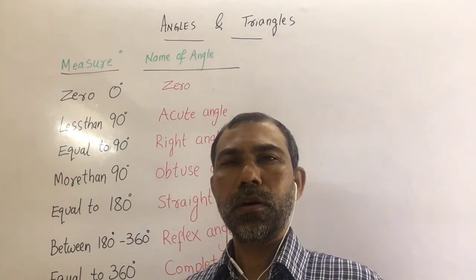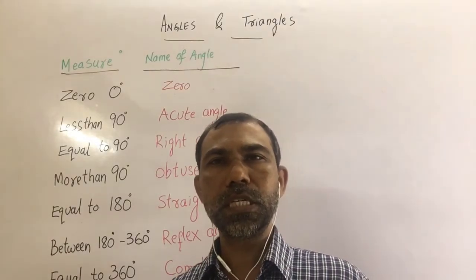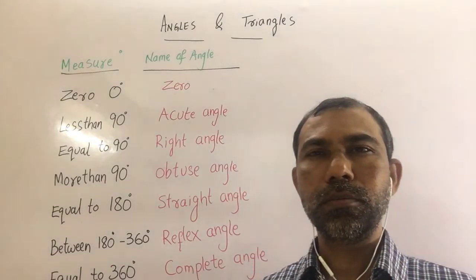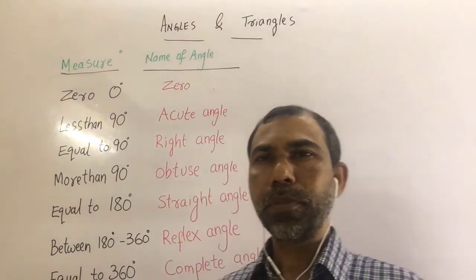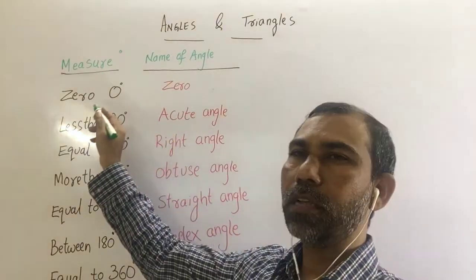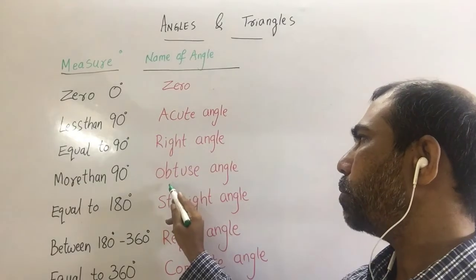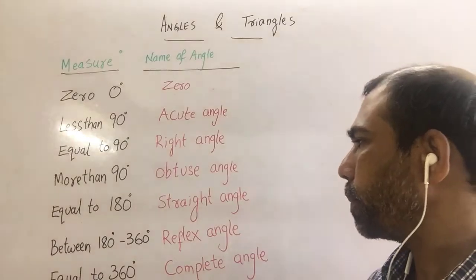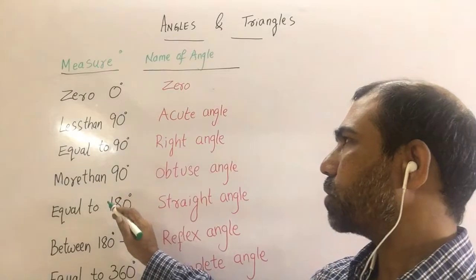Let's continue the basic geometrical concepts, and today we will be discussing angles and triangles. Different types of angles, let us see. As you can see on the board, we have the different types of angles like zero angle, acute angle, right angle, obtuse angle, straight angle, reflex angle, complete angle. And the different measures of the angles are given in this column.